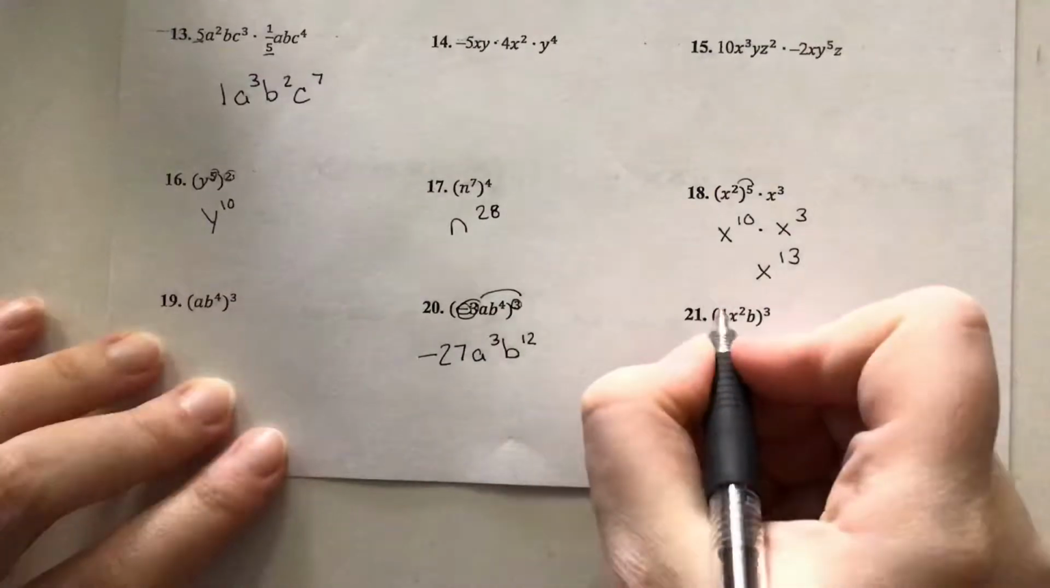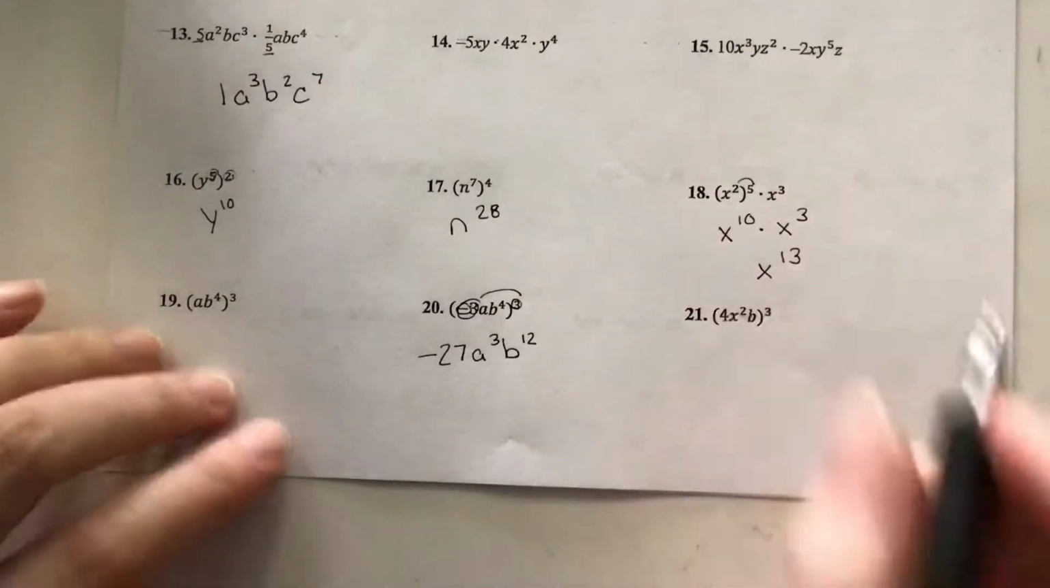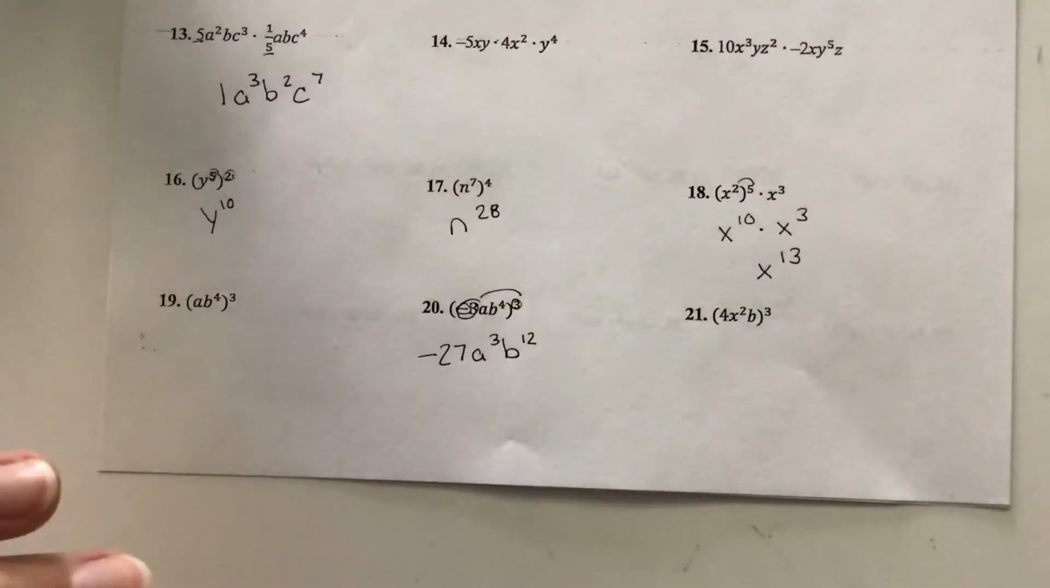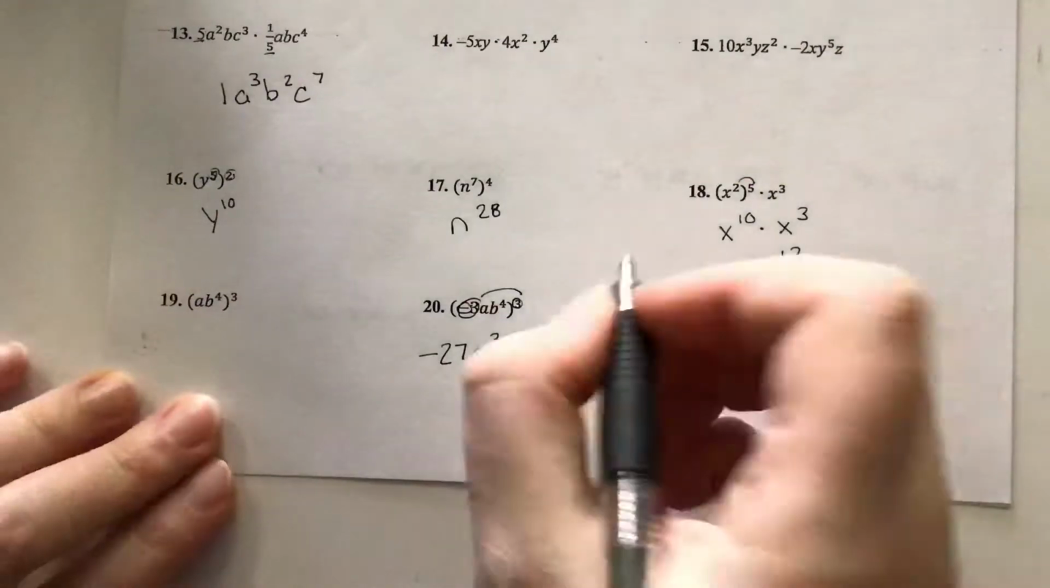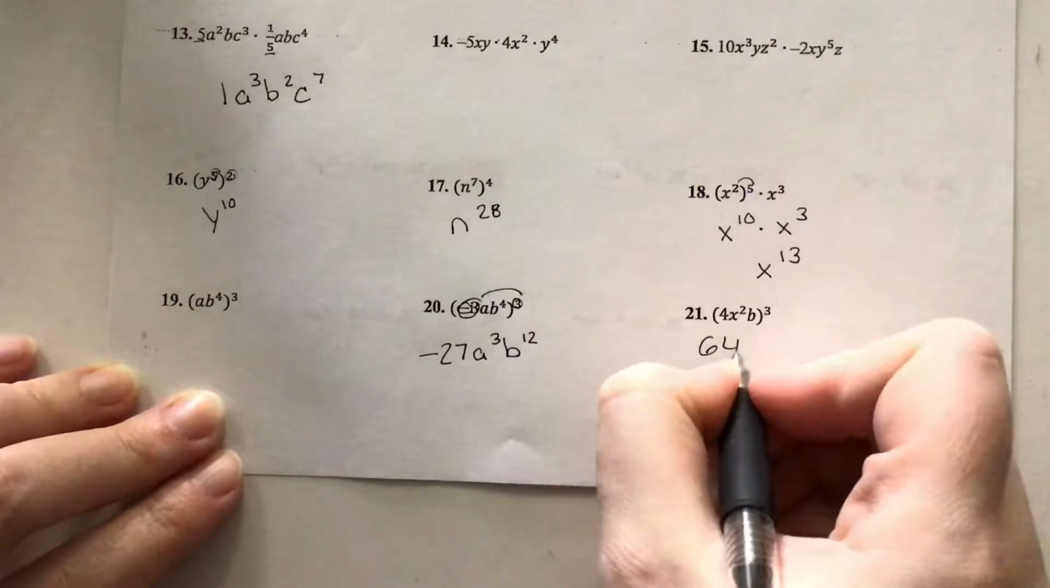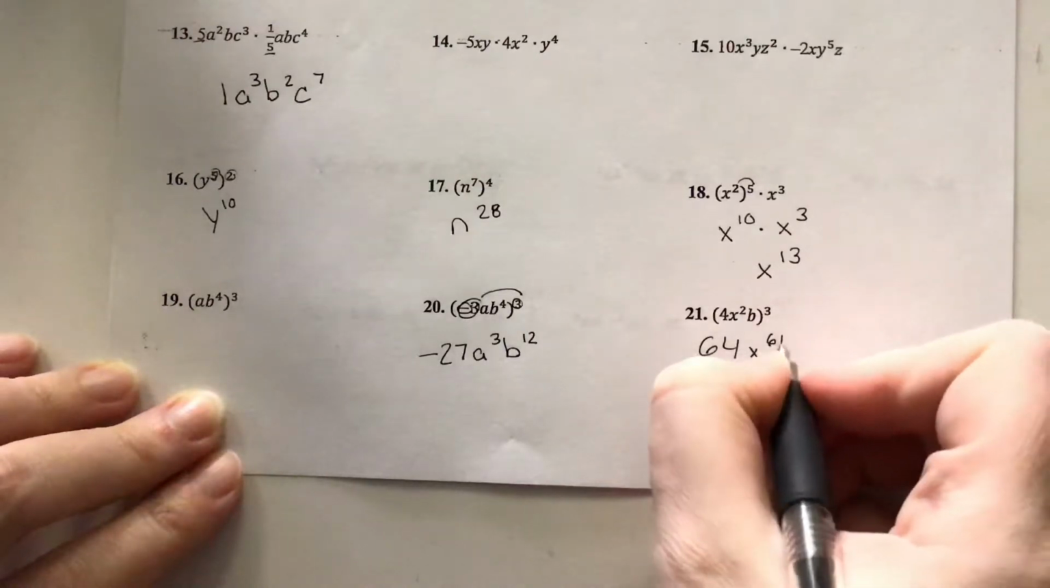All right, 4 cubed: 4 times 4 is 16, and then 16 times 4 is 64. So this is 64, x to the 6th, b cubed.